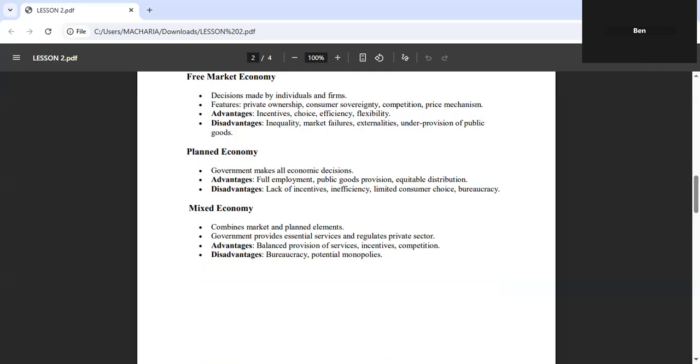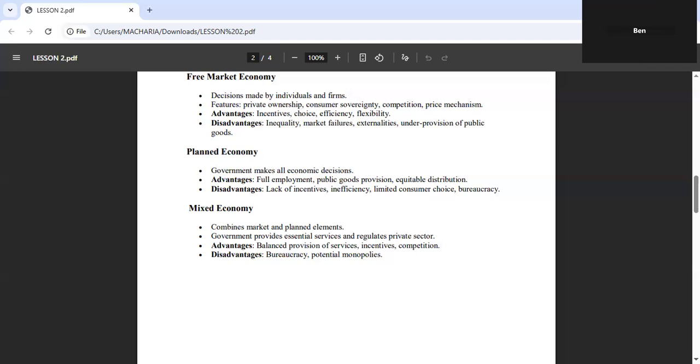And the advantage is that there is full employment, public good provisions, and equitable resources. Government comes in to control a planned economy. Whatever happens, whatever the price is, like the purchases of fuel, the purchase of fuel is within a planned economy. Government sets up prices such that you cannot escalate or lower the prices based on your interest.